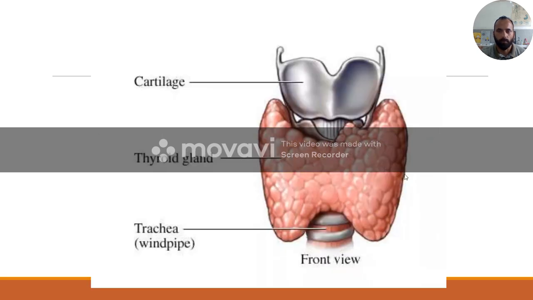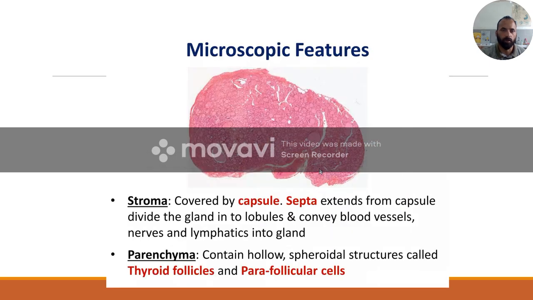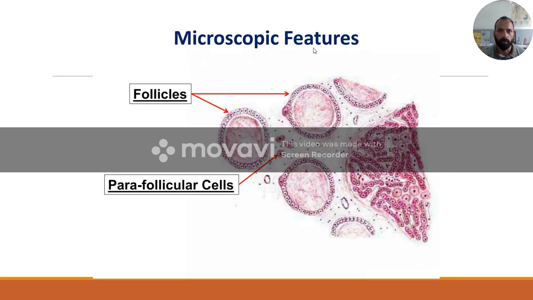So here is a diagrammatic representation of the thyroid gland having two lobes, the right lobe and the left lobe, connected by what you call the isthmus. The microscopic view of the thyroid gland under 4x, you will see like this. There will be the outer covering, what you call a capsule, and the inner parenchyma will be made up of the follicles, and some stroma will also be there. So this is the microscopic feature.